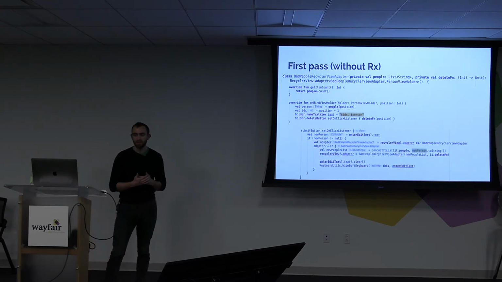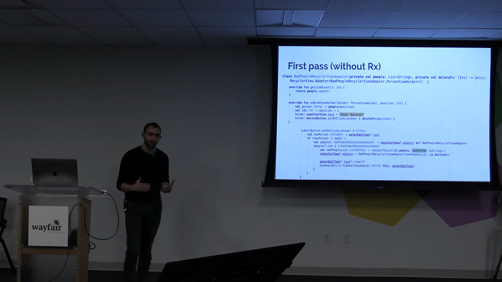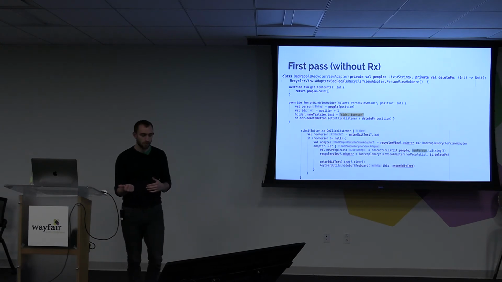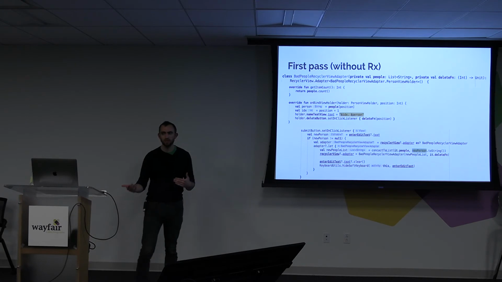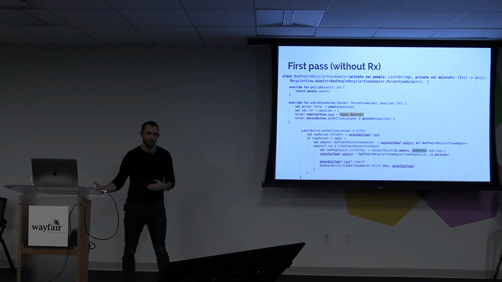Now, when the submit button is clicked, we have to do something kind of funky. First, we grab the adapter from the recycler. Then we grab the list from that adapter. We concatenate this new person onto that list because we don't want to mutate that list. We want to create a whole new one. But then we have to create this new view adapter and set that on the recycler view. And this is really weird.